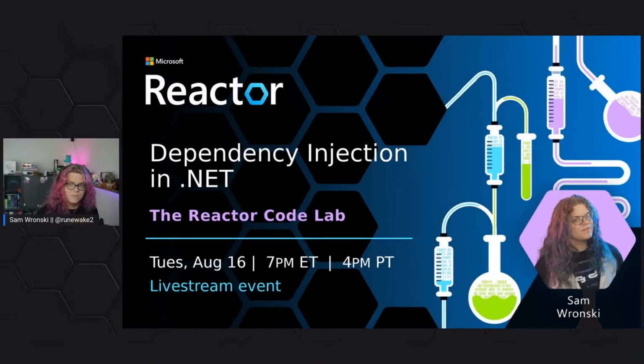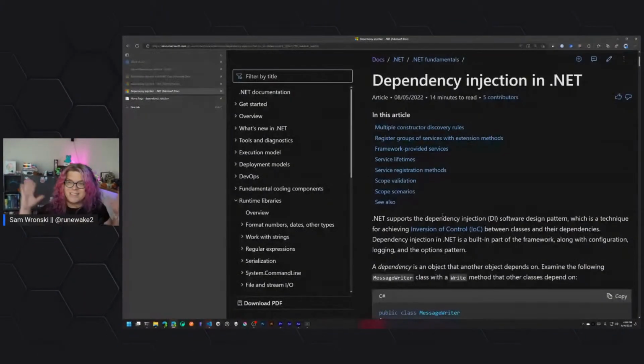Hello, everybody. I am Sam Wronski. I am a regional cloud advocate here at Microsoft. My job is to help empower all of you to build awesome things with Microsoft technology. What we're doing today is part of the Reactor Code Lab. We're exploring dependency injection, specifically dependency injection in .NET.